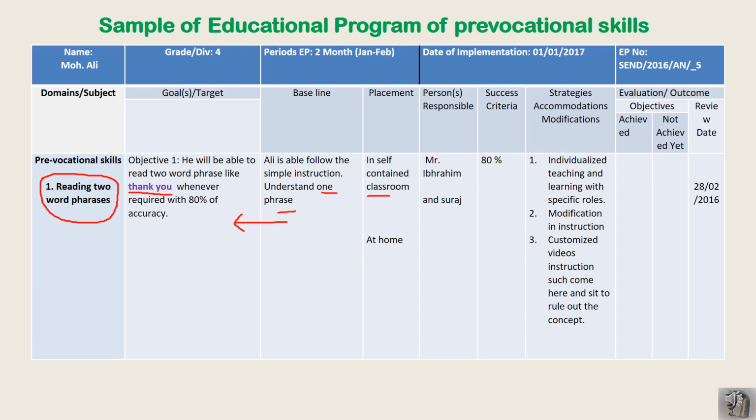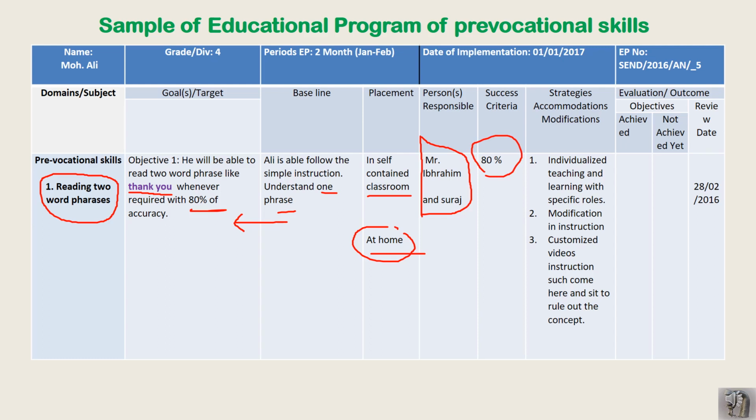This can be taught in the classroom as well as at home, because home plays a major role. So that's why it is very, very important to involve the person who will be dealing with the particular child, it might be a parent, it might be a teacher, anybody. And what is my success criteria? I want my child to achieve 80%, so that is my success criteria.